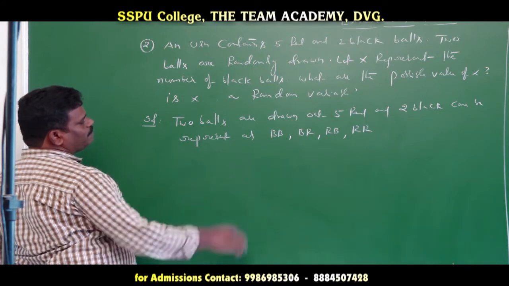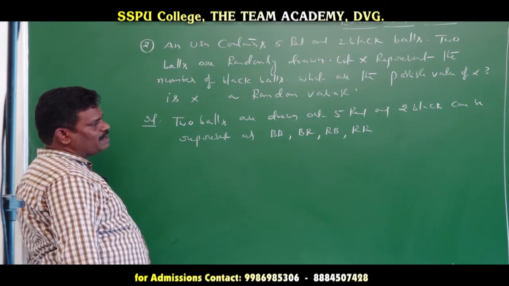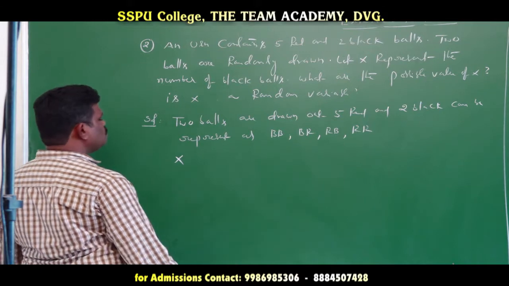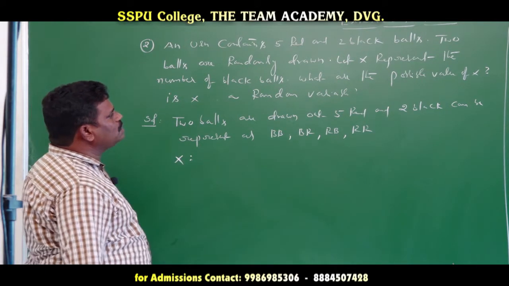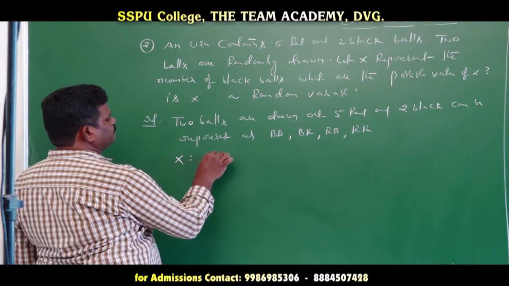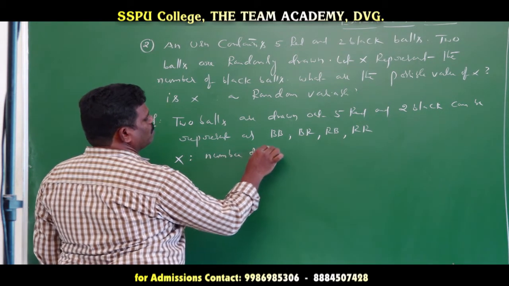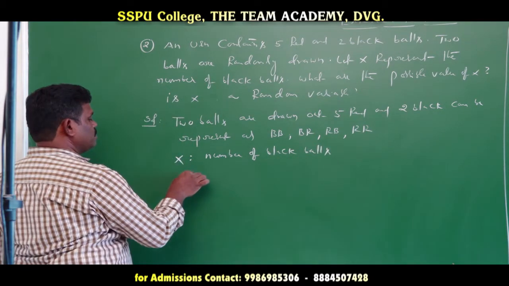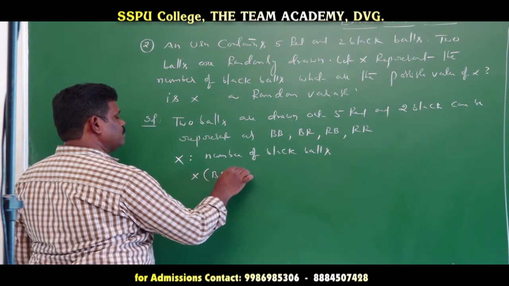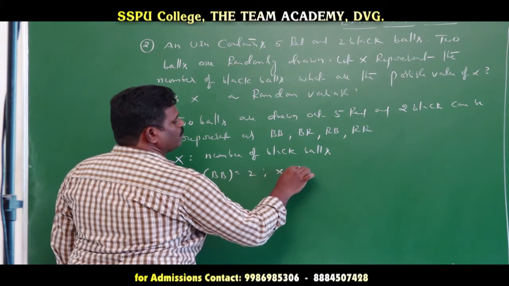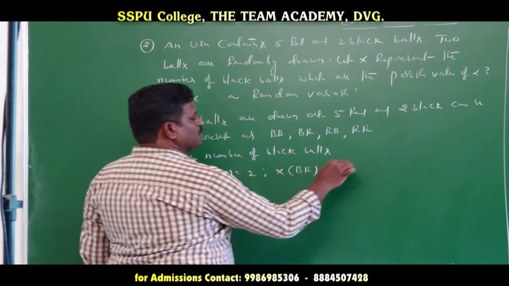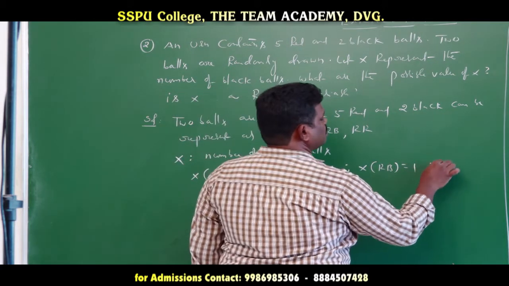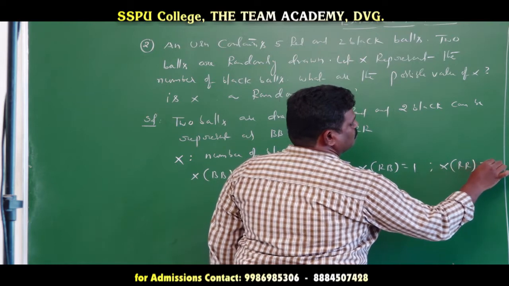Remember here that B and R represent black and red balls. Next, let X be the random variable which denotes the number of black balls. Then how to find it? In the first case, the number of black balls is 2. Here it is 1. And the next one, RB, also 1. And this one, RR, is equal to 0.